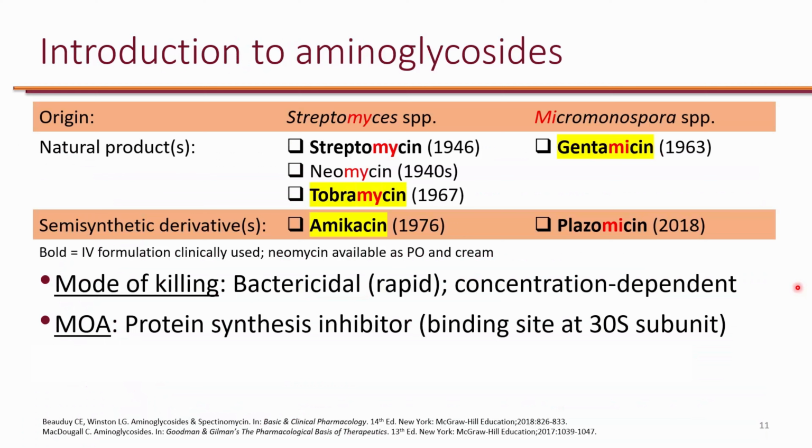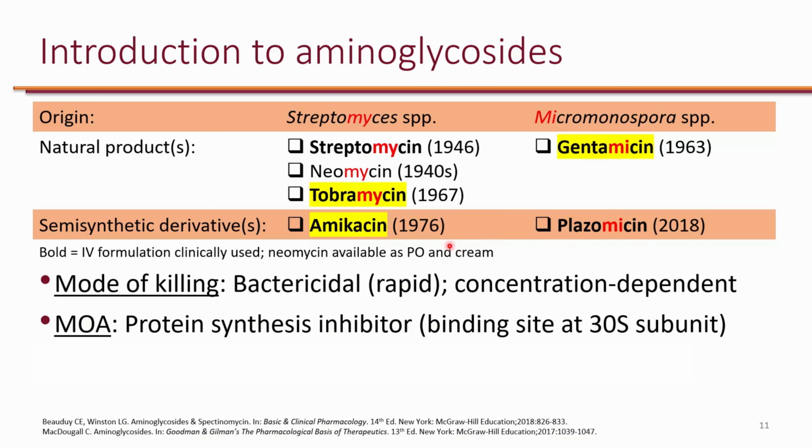Most aminoglycosides are natural products that exist in nature, and the naming of these aminoglycosides is actually based on the organism that they are derived from. So streptomycin, neomycin, and tobramycin are derived from Streptomyces species. We also have gentamicin, which is derived from Micromonospora species. We also have a couple of aminoglycosides, amikacin and plazomicin, that are semi-synthetic derivatives. So these are actually developed in the lab.